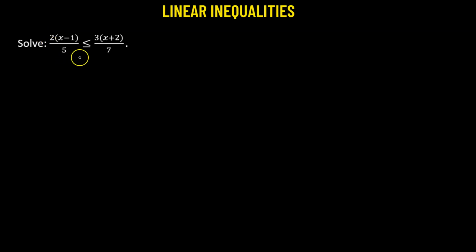Let's solve the following linear inequality. So this is a linear inequation. That's because we have an inequality sign, less than or equal to, involved here, and linear because the highest power of x is 1. So let's begin.